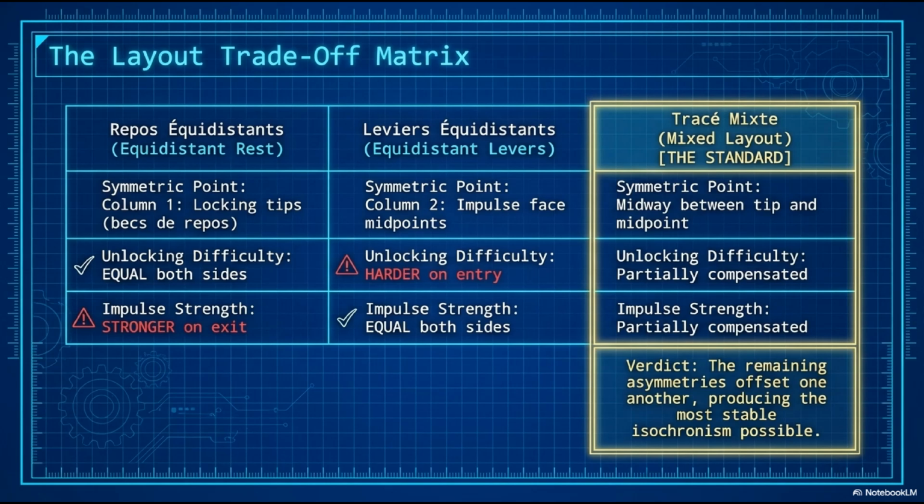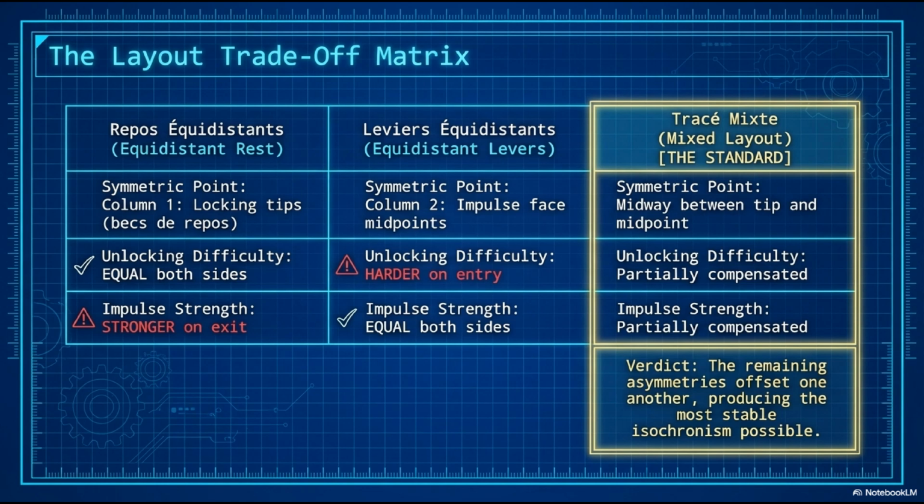This matrix puts all three layout geometries side by side for direct comparison, and it's the clearest summary of why tracé mixte is the standard. Column 1, repos équidistant, equidistant rest. Symmetric point: the locking tips, vive arête de repos. Unlocking difficulty: equal on both sides, advantage. Impulse strength: stronger on the exit side due to a longer moment arm, problem.